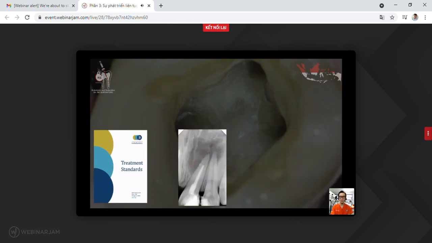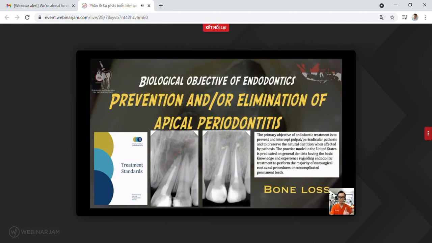Because we want to prevent or eliminate the apical periodontitis. So apical periodontitis is the inflammation happening surrounding the periapical tissue, and it is caused because the bacteria has penetrated into the main canal from the tooth mainly. And why would we put the term not only elimination but also prevention? Because the apical periodontitis still exists if the endodontic treatment is not done well. So you have to be able to prevent and or eliminate the apical periodontitis.